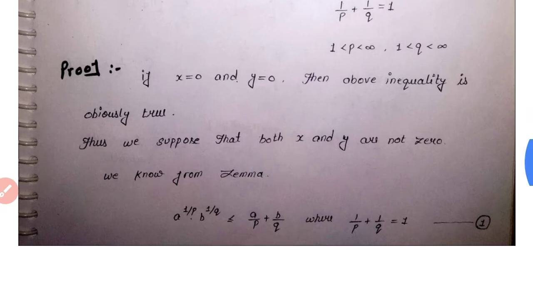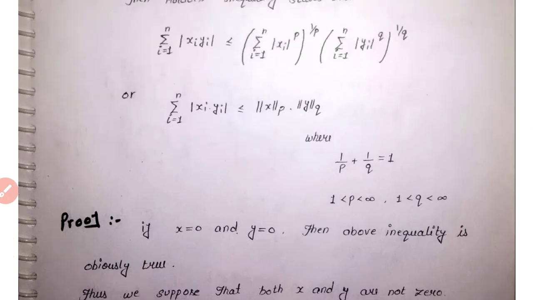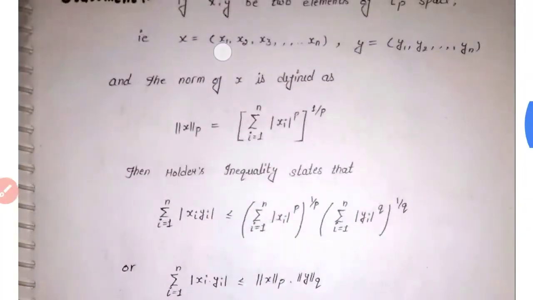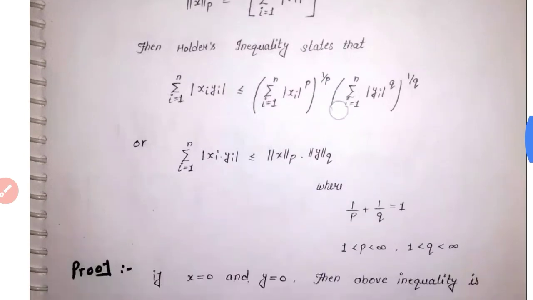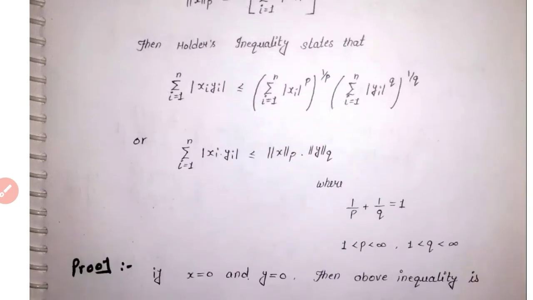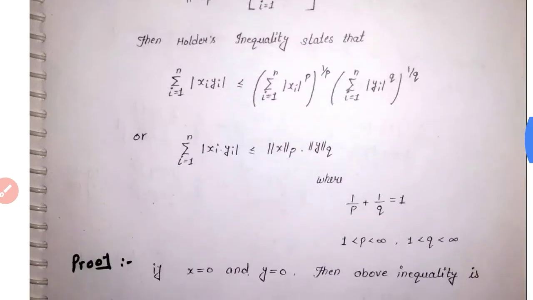Now let's have the proof. So if x and y equal 0, then the above inequality is obviously true, because if we take x equal to 0, then all the components x1, x2, ..., xn will be equal to 0. So if we put x equal to 0 here, all the components will also be 0. That's why this result will be true.